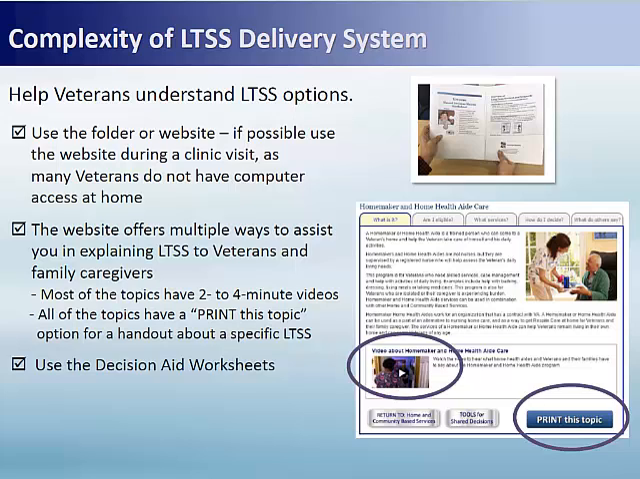The website offers more detailed information than the handout in the folder, and most topics have a 2 to 4 minute video as well as a Print This Topic button, which allows you to print handouts about specific long-term services and supports. And use the decision aid worksheets to facilitate a discussion of how long-term services and supports can help the veteran meet goals and needs. And even if a veteran does not want to fill out the worksheet, you can still go over the questions and issues.